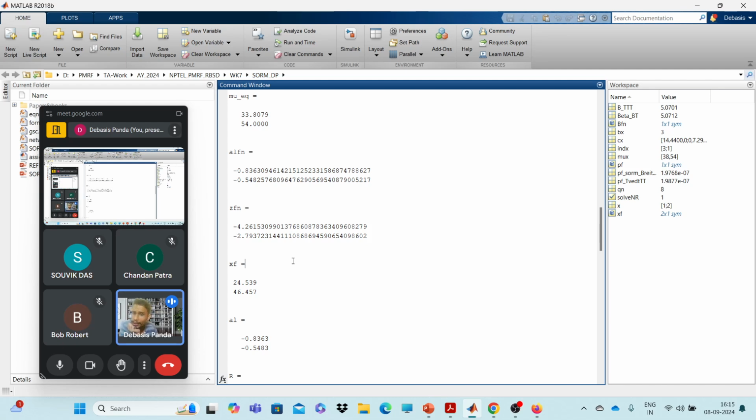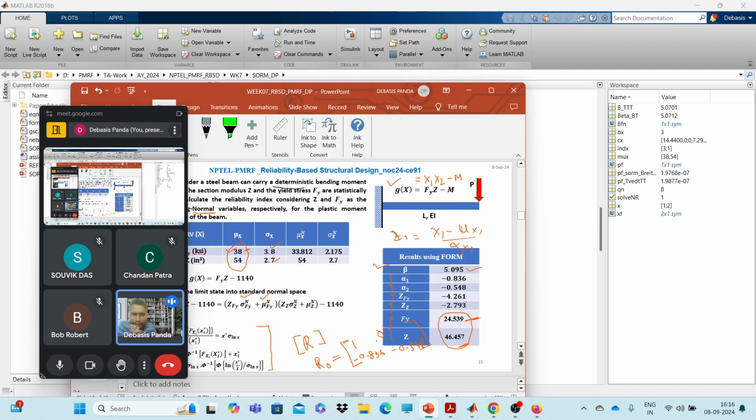Final design points. These are in the Z domain. These are the final design points in the x domain, and these are the final direction cosines using the first order reliability method. Now let's check whether it is consistent with our results or not. Like x1, x2: 24 and 46, z1, z2: minus 4.2, 2.7 and beta 0.059.